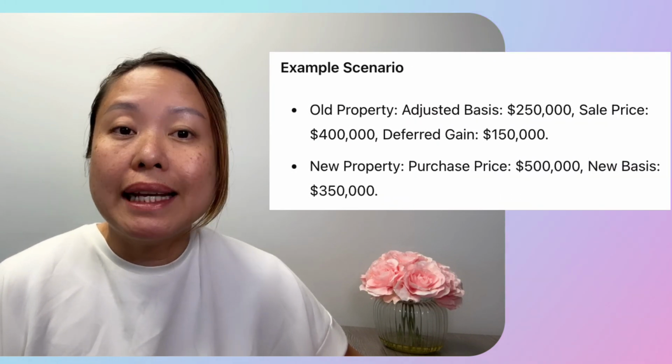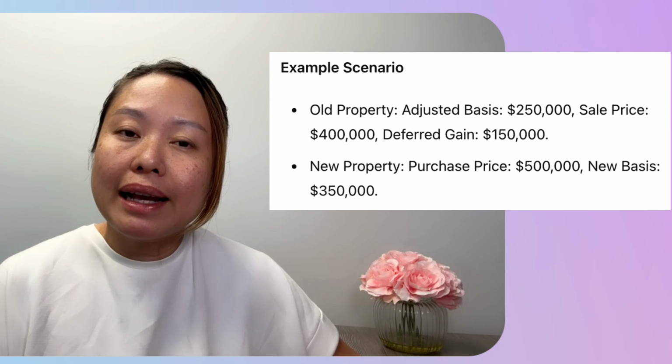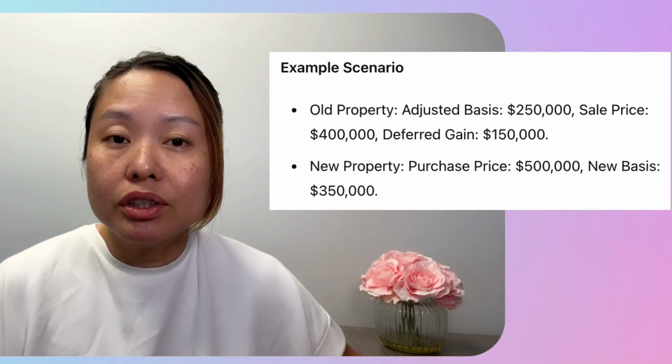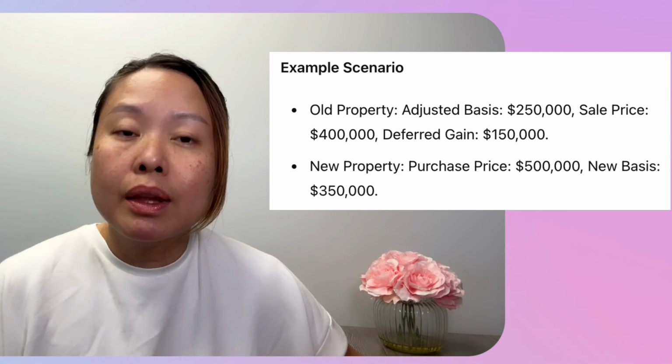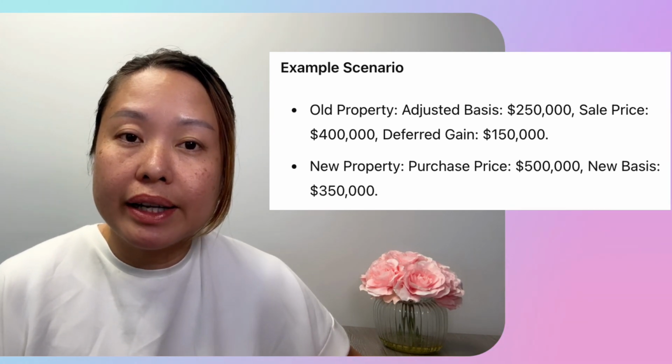For example, say you own a property whose adjusted basis is 250K, the sale price is 400K, so the deferred gain is 150K. That includes the $100,000 depreciation recapture. So let's say the new property has a purchase price of 500K.